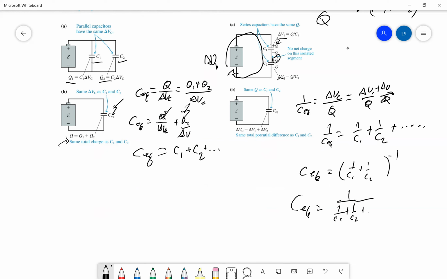That'll be an exercise problem. Although if you step through example 26.7, that's a great example of how to deal with capacitor networks.